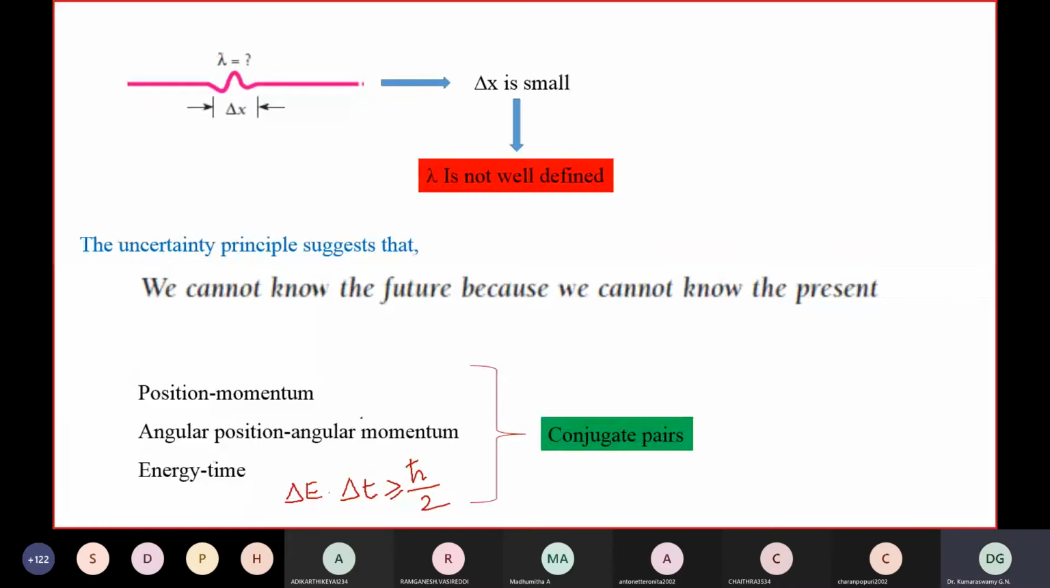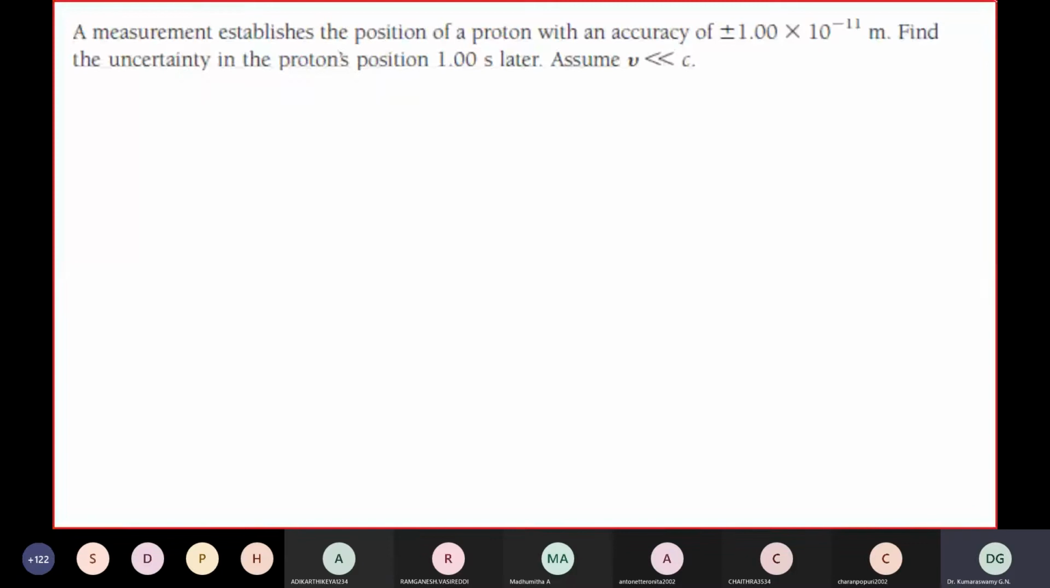This greater than h cross by 2 is valid for all three pairs. Okay, so now next. Note down this problem.